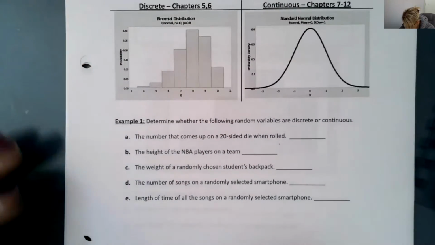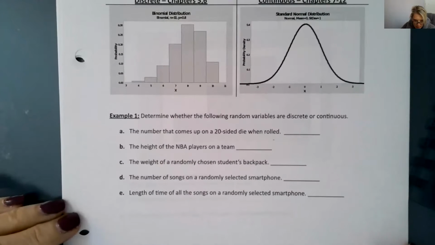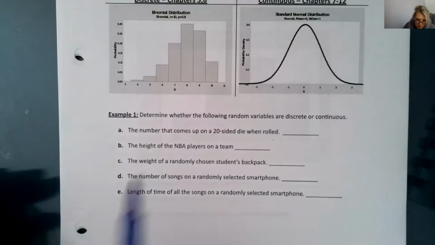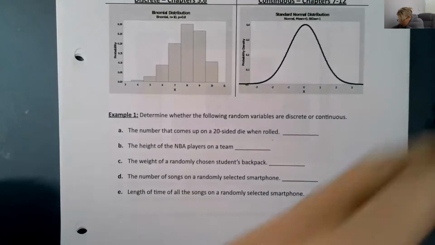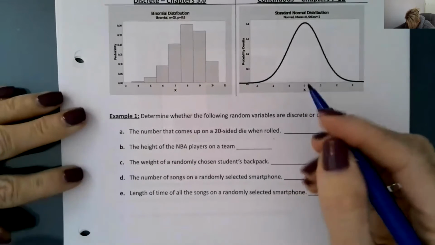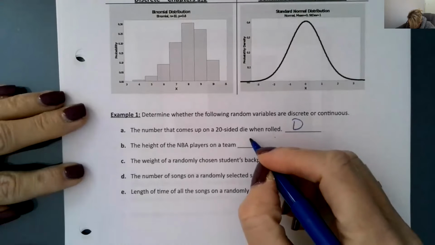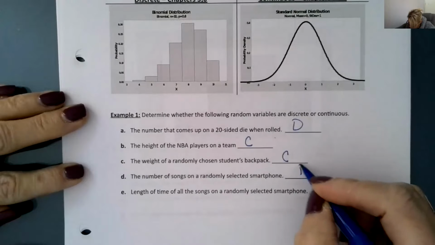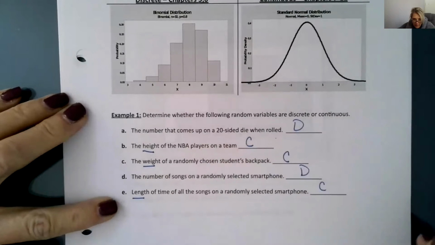So let's just review the difference between discrete and continuous variables. So example 1 here. I want you to pause it and take a minute and go through each of these A through E and decide if they are discrete or continuous. Now that we're back, we would see that the 20-sided die is discrete. The height is continuous. The weight is continuous. They're both measured. Number of songs is discrete, and length is continuous. So these things are all measured. That's why they're continuous.